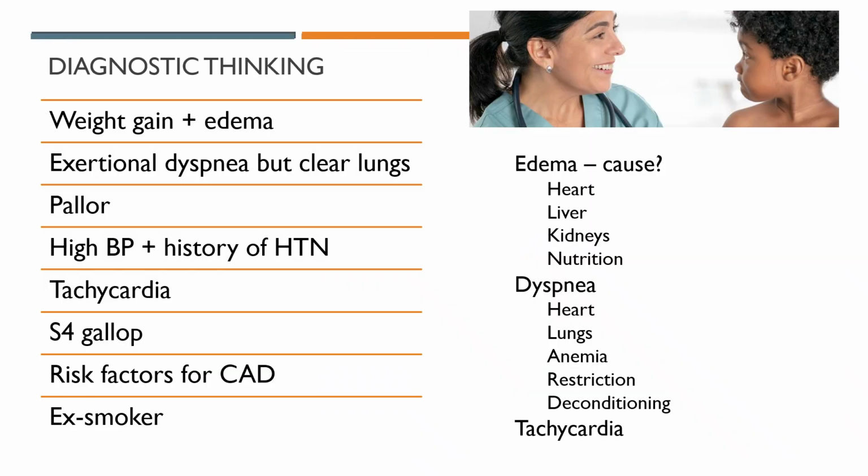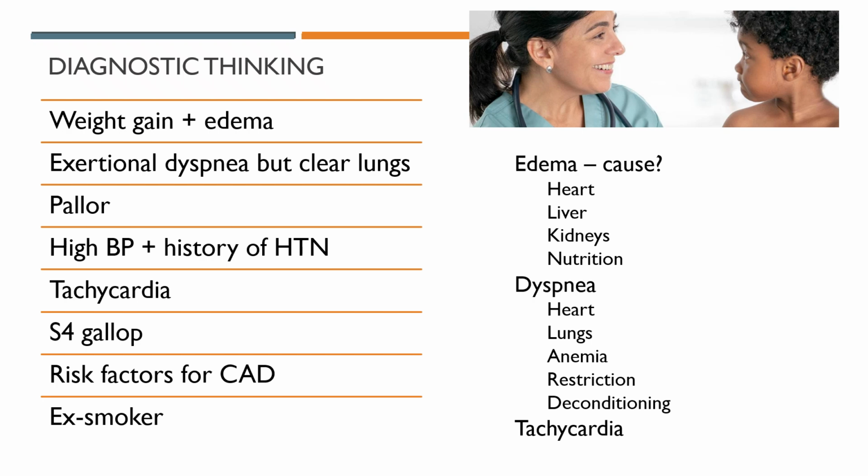Let's dive into diagnostic thinking. Let's think like a clinician for a moment. We're given a set of findings: weight gain and edema, exertional dyspnea but clear lungs, pallor, high blood pressure and history of hypertension, tachycardia, and S4 gallop, risk factors for coronary artery disease, and a history of smoking.